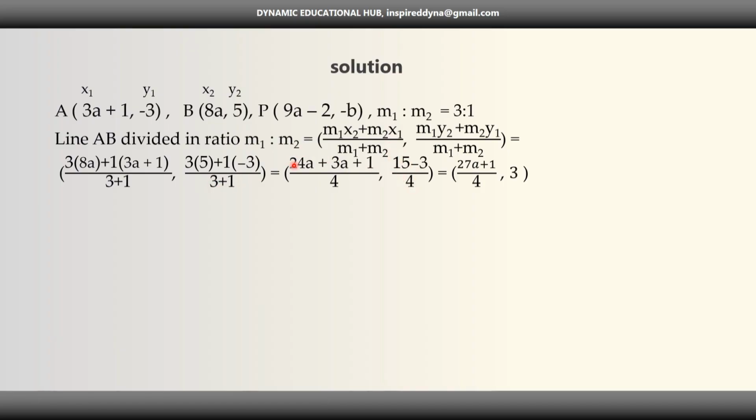Now go ahead, 24a plus 3a, you are going to get 27a here, then you are left with plus 1 here. 27a plus 1 over 4. Now 15 minus 3, that is 12. 12 divided by 4, you have 3. So the whole of this has turned to this.